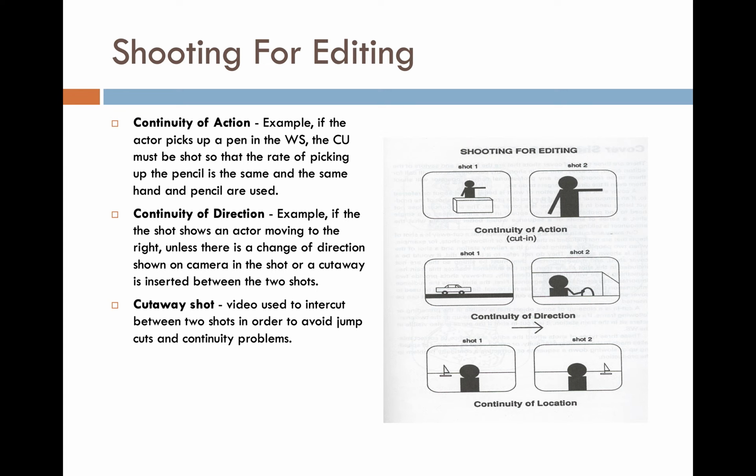Continuity of direction. Example: if the shot shows an actor moving to the right, it should keep moving that way, unless there's a change of direction shown on the camera in the shot, or a cutaway is inserted in between the 2 shots. So continuity of direction is that we need to keep the camera going in the same direction, as you can see here. Now, if shot 2 had our talent on the right, and the wheel was going this direction, they'd be going opposite from where the car was going, and that would be confusing.